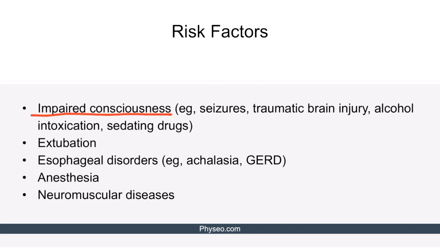seizures, traumatic brain injury, alcohol intoxication, or usage of sedating drugs, which can compromise the cough reflex and glottic closure. Extubation that removes ventilation or gastric tube is another risk factor. Esophageal disorders like achalasia and gastroesophageal reflux disease can also precipitate pulmonary aspiration. Patients under anesthesia are predisposed to pulmonary aspiration due to the residual effect of anesthetic that impairs laryngeal reflexes. Individuals with neuromuscular diseases are at increased risk of aspiration due to the loss of control over the pharyngeal muscles.